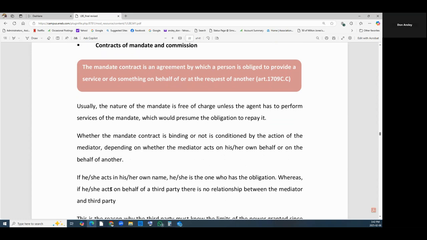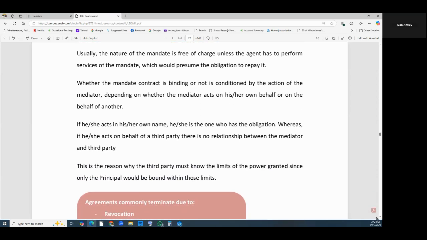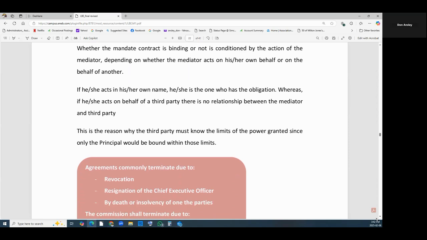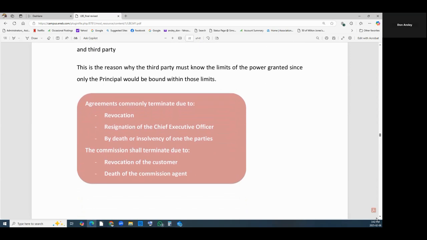If he or she acts in his or her own name, he or she is the one who has the obligation. Whereas if he or she acts on behalf of a third party, there is no relationship between the mediator and the third party. This is the reason why the third party must know the limits of the power granted, since only the principal would be bound within those limits. Agreements commonly terminate due to revocation, resigning of the chief executive officer, and by the death or insolvency of one of the partners. The commission shall terminate due to revocation of the customer, death of the commissioning agent.